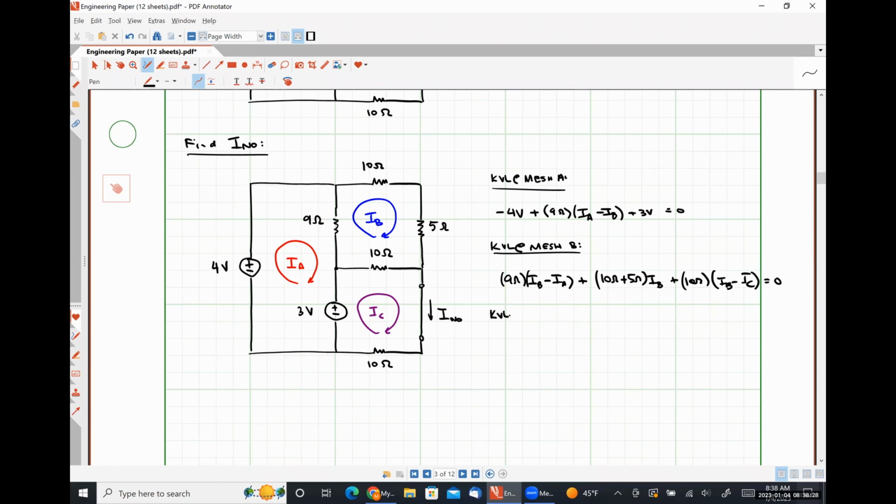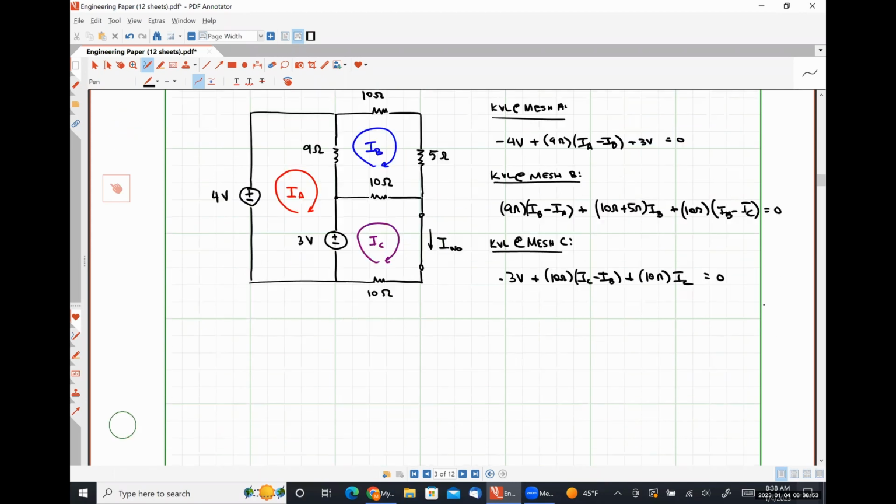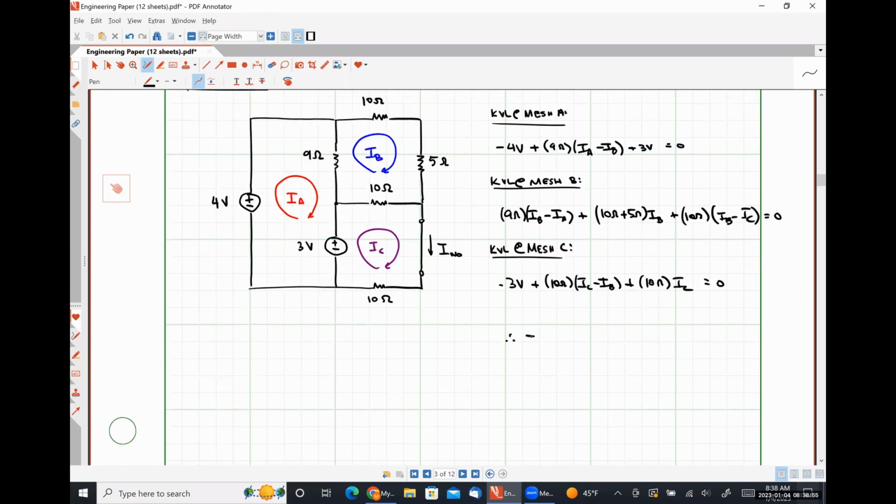And then lastly, we have KVL at mesh C, which is going to look like -3 volts plus 10 ohms times (IC minus IB) plus 10 ohms times IC is equal to 0. And we will solve this system.